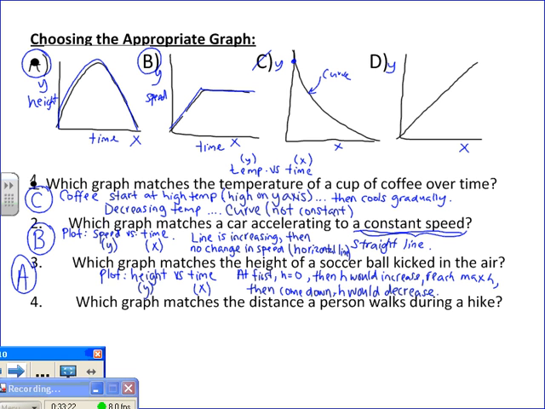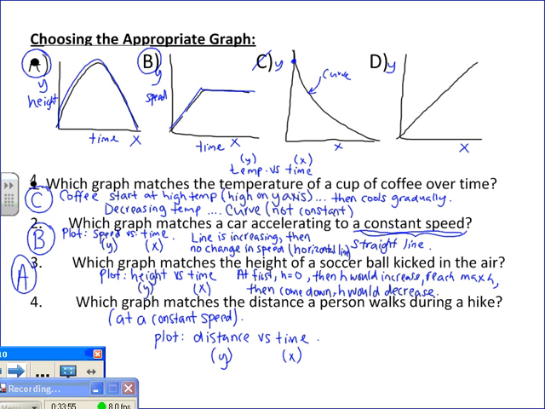Finally, which graph matches the distance a person walks during a hike? I'm going to add to this at a constant speed, just to make this a little bit more clear. So imagine if we were to graph the distance against time. So we would be plotting distance versus time. Time is on our x-axis, distance would be on our y-axis. And what would we expect?